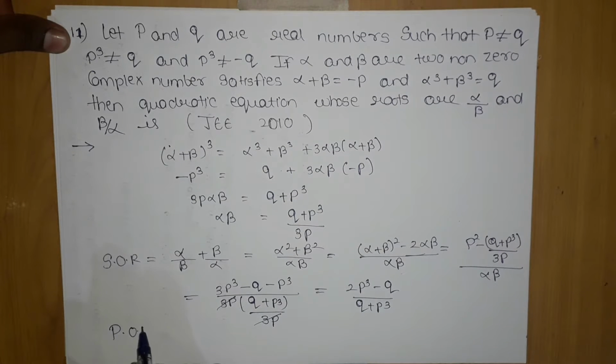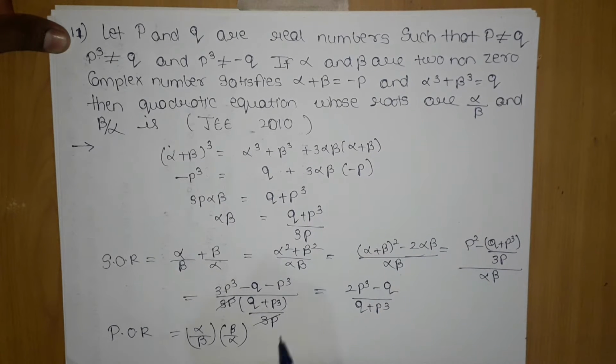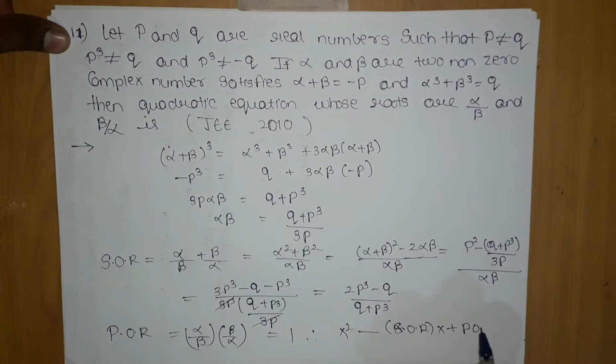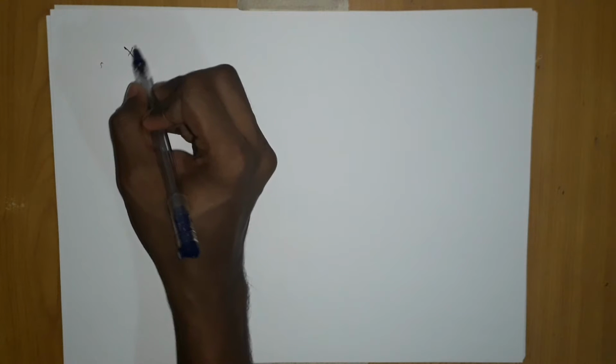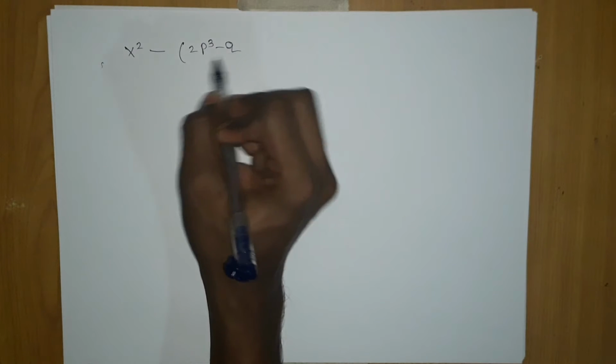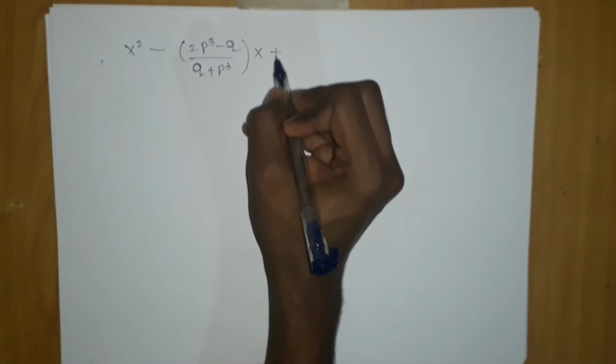Now the product of the roots will be alpha by beta into beta by alpha, which will give me 1. So what equation can I form? X square minus the sum of the roots into x plus the product of the roots should be equal to 0. Let me put the values here. I have x square minus 2P cube minus Q upon Q plus P cube, into x plus 1 should be equal to 0.